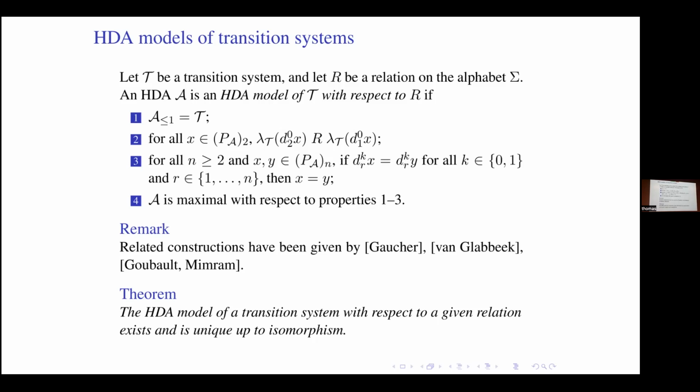Okay. So in principle, it's possible to fill an empty cube various times, but this should not be possible without switching the ordering of the faces. And this is set in the third condition. And then the HDA should be maximal with respect to these conditions, meaning that all admissible empty cubes are actually filled in. And as I said, variants of this construction have been considered by various people. And then one can show that the HDA model of a transition system with respect to such a relation always exists and is unique up to isomorphism.